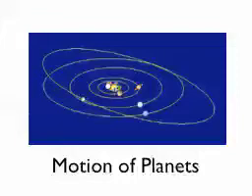Now, in addition to revolving around the Sun, planets are rotating on their axis. The amount of time that it takes a planet to rotate on its axis is called the period of rotation. So that's the equivalent of a day on a planet. On Earth, it's about 24 hours.